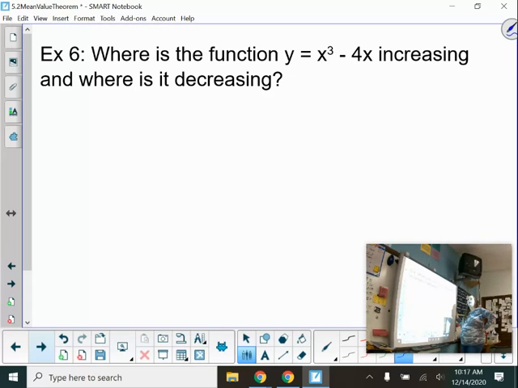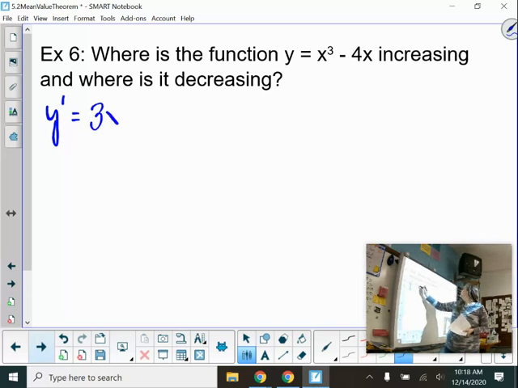So basically, as long as you go back and restate with a sentence what's happening in the chart, then it's acceptable. And we'll talk about that more when we get closer to AP exam time. So we want to know, where's the function increasing, where's it decreasing? We're going to use calculus. The first thing you need to do is take the derivative.